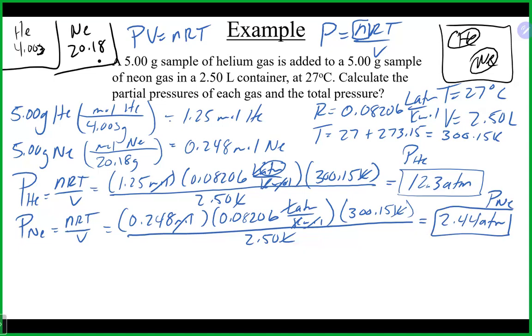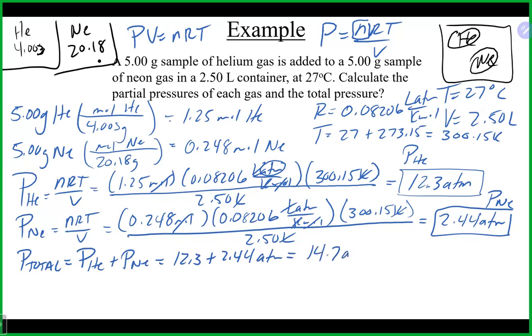The last thing we're looking for is the total pressure of this mixture, and that is found by adding each of the partial pressures together. So the total pressure will be the partial pressure of helium plus the partial pressure of neon, 12.3 plus 2.44 atmospheres, giving us 14.7, I believe, as our total pressure in this particular case. Any questions on that?